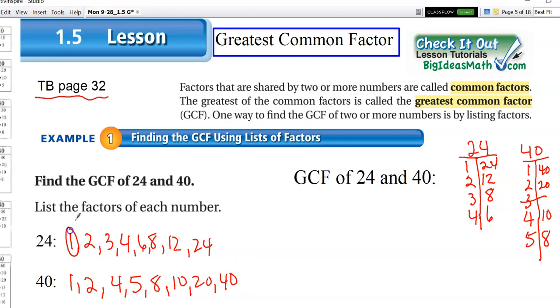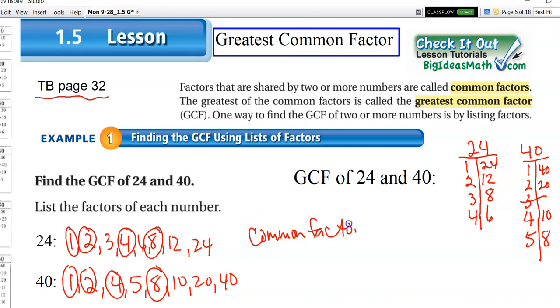And now I circle all the common factors, right? So I'm looking for common factors. Common are things that are the same in both lists. So those are all my factors. And then what I want to do is I want to find the greatest. So I could just make a list of common factors. I'm not recommending you do this every time because it gets a little tedious. Those are my common factors. And then notice that the greatest common factor is the biggest number. So the greatest common factor is 8.